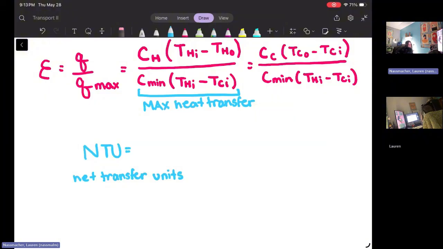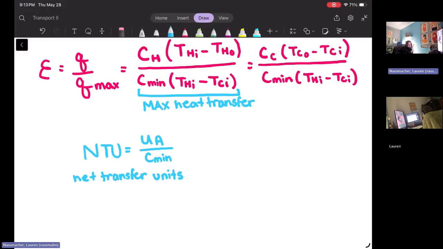But net transfer units are basically the units of heat transfer that occurs overall. And that's going to be your universal heat transfer coefficient multiplied by the area you're talking about, divided by that mass flow rate times heat capacity variable, the minimum. Okay, so that's going to tell you the overall units of the heat transfer. Just how much is transferring, overall. Net. You know net.